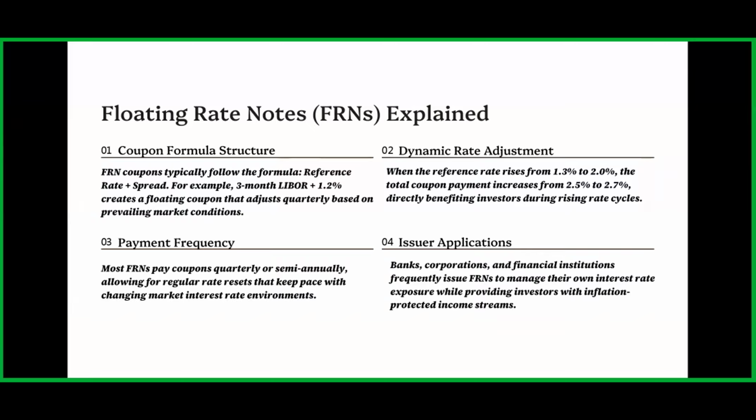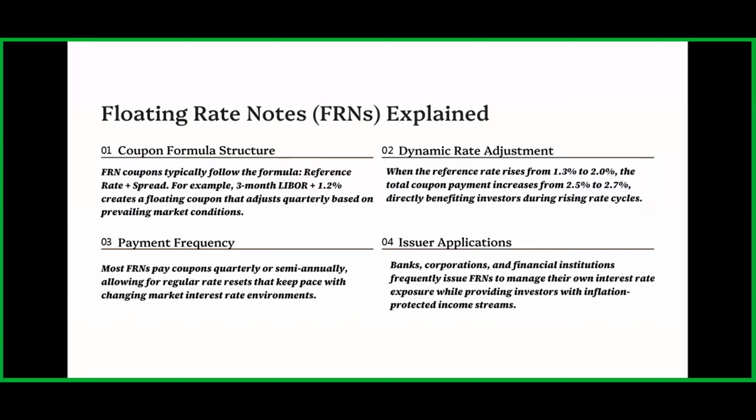Rate means the LIBOR rate plus spread. Spread is the difference between the highest value of interest rate and the lowest value of interest rate. So this is how the floating rate is decided. LIBOR plus 1.2 here we take as the floating rate. So that floating rate coupon resets quarterly based on the prevailing market conditions.